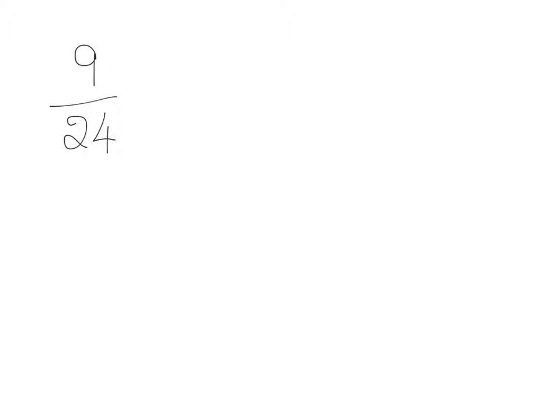So 9 over 24. 24 can't be divided by 9, so we're looking for something smaller. So what else divides 9? 3. Can 24 be divided by 3? Yes, it can. So I'm going to divide both of them by 3. So 9 divided by 3 is 3, and 24 divided by 3 is 8. 3 and 8, we can't divide them anymore. There's nothing else that divides 3 and 8, so that's that one finished.